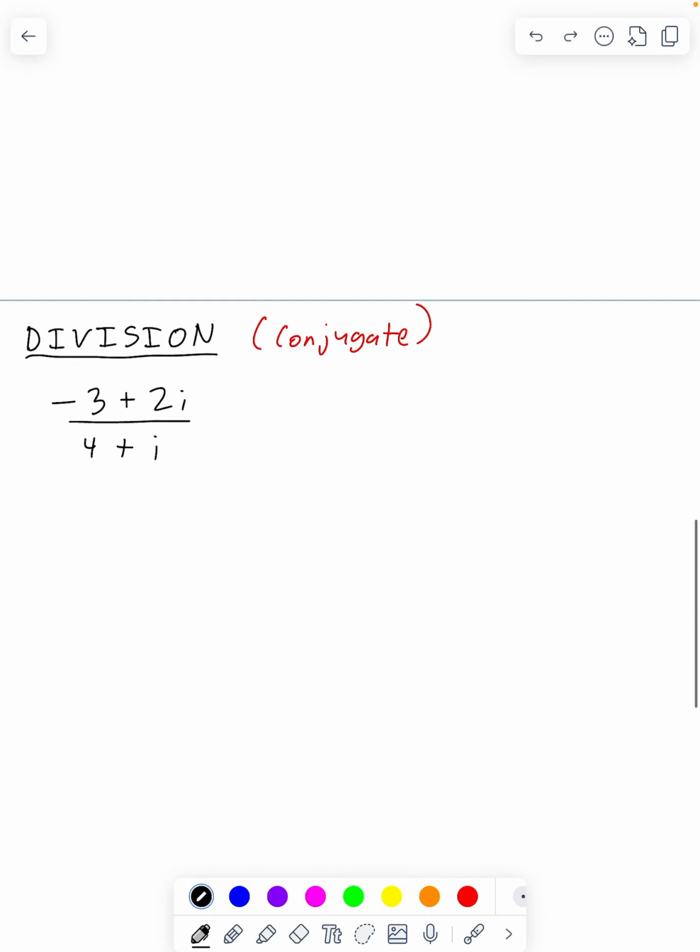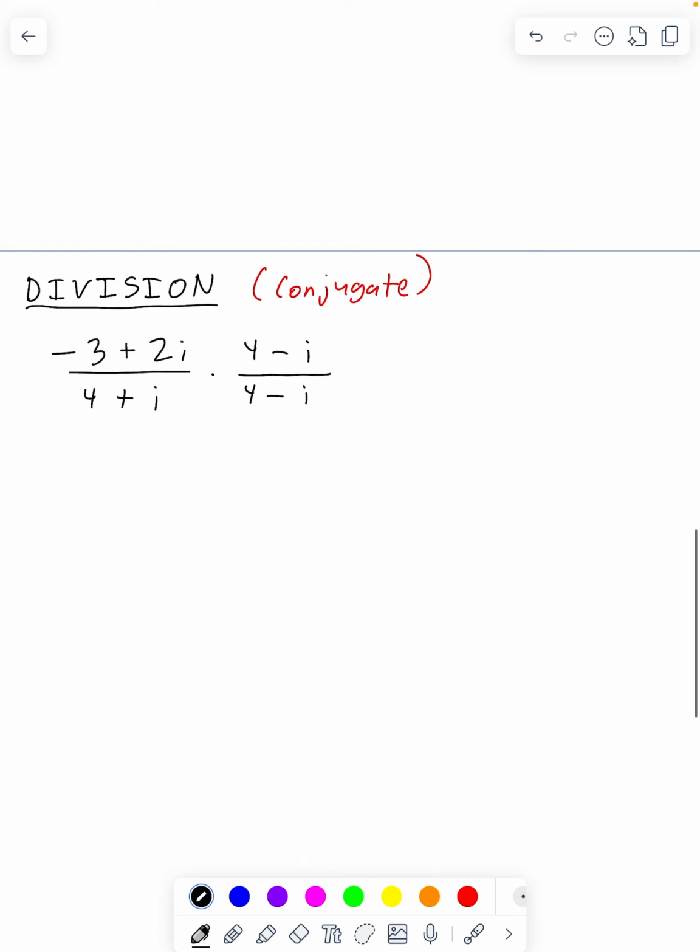Next up would be division, and the main thing I wrote here was conjugate. Now the way we do this division, we want to do something to this ratio to get rid of the i in the denominator. The way we get rid of the i in the denominator is that we multiply the top and bottom by the conjugate of the denominator. So the denominator is 4 plus i. The conjugate of 4 plus i is 4 minus i. It's the same thing, just the sign of the imaginary part, more specifically, is switched. If it's positive, then it turns into negative. If it's negative, then it will turn into a positive.